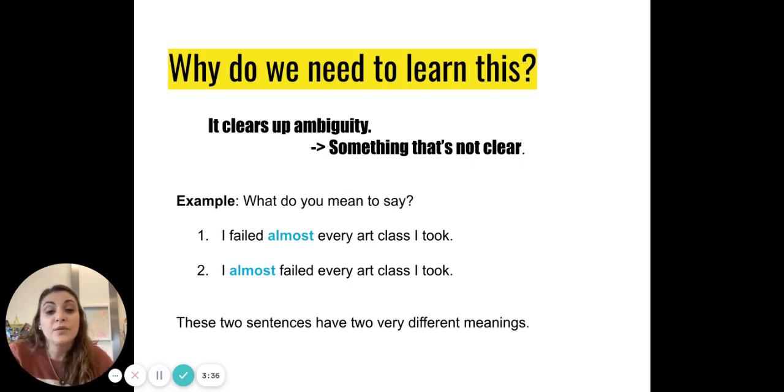So why do we need to learn this? It clears up ambiguity in your writing, right? Say what you mean and mean what you say. For instance, these last two sentences here, I failed almost every art class I took. I almost failed every art class I took. These two sentences have very different meanings.